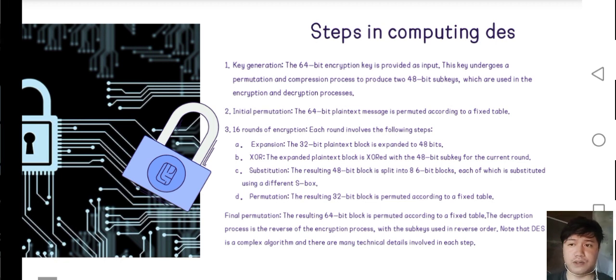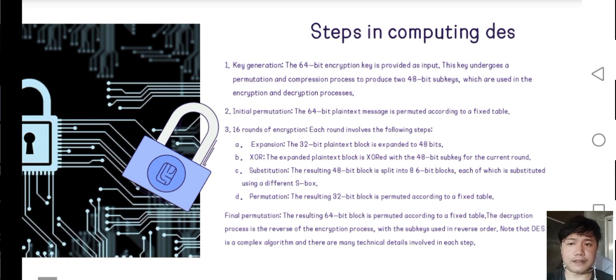Number 2. Initial permutation. The 64-bit plaintext message is permuted according to a fixed table. Example of initial permutation in DES. The initial permutation involves permuting the bits of the message according to a fixed table called the initial permutation, or IP, table. The IP table specifies the new position of each bit in the permuted message.